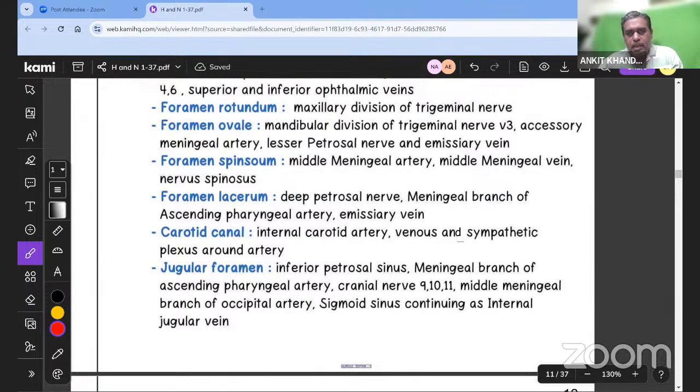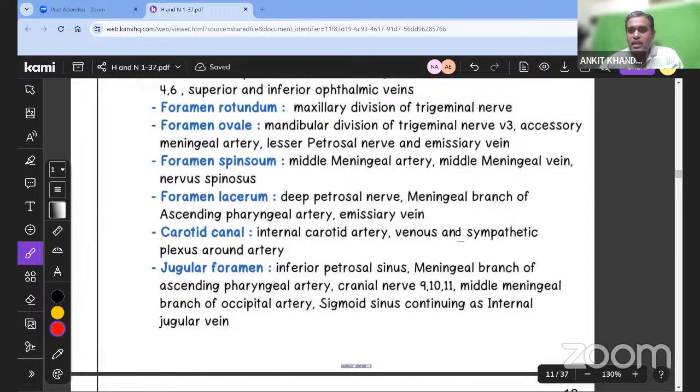Mnemonic: remember MALE. Male is the mnemonic for the contents of the foramen ovale. For oval, remember male. What is male? M is for mandibular nerve, so we have the V3 nerve over here. A is for accessory meningeal artery. L is for lesser petrosal nerve.